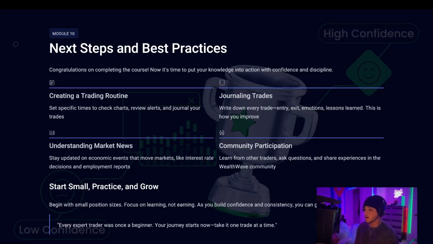Everybody uses it. Journaling trades, which means writing down every trade, like we explained before: entry, exit, emotions, lessons learned.